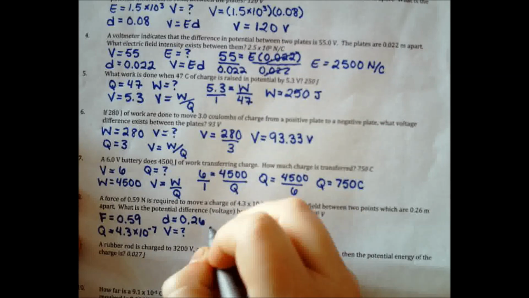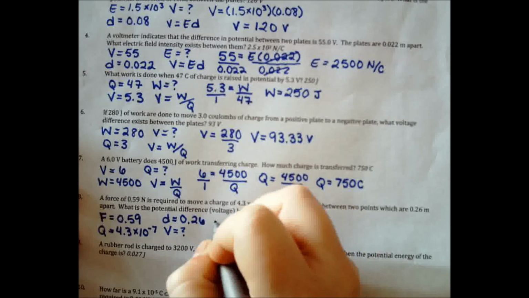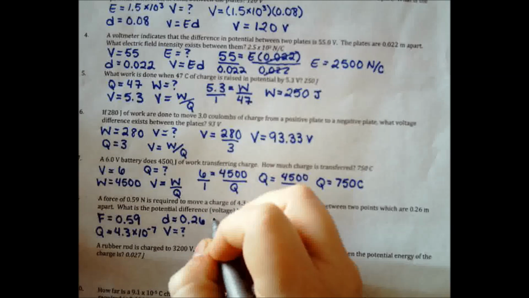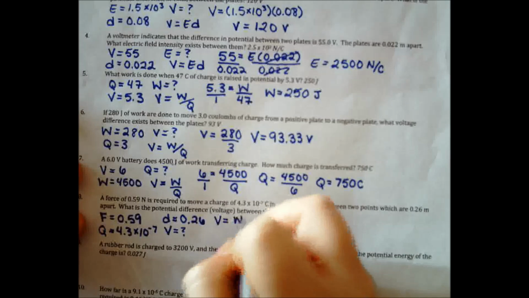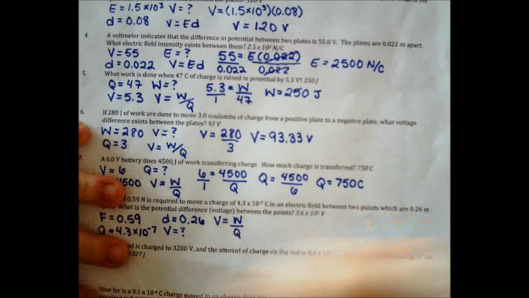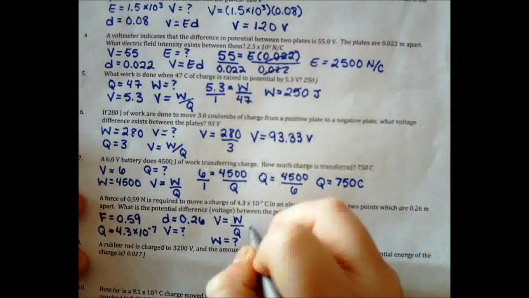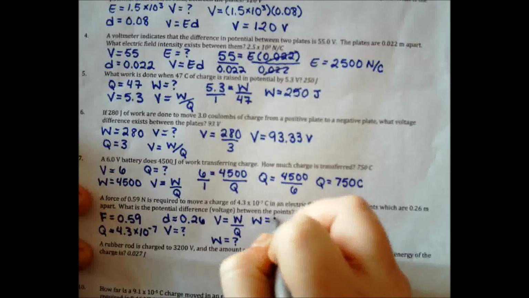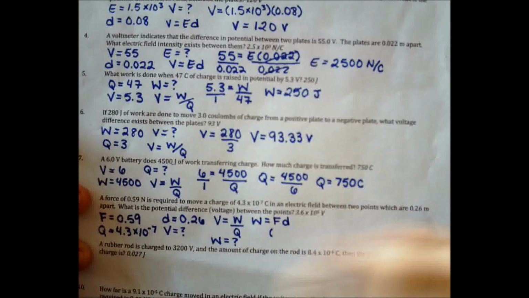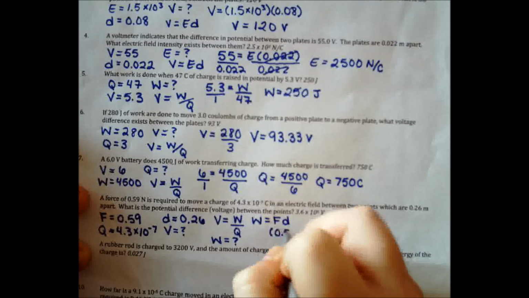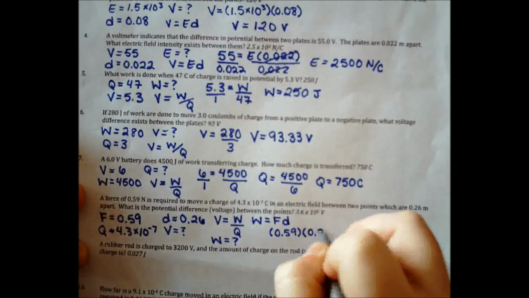So we need voltage. Considering that we have charge, the only equation for voltage that includes charge is voltage equals work over charge, but we don't have work, so that's what we're going to need to solve for first. Work equals force times distance. So 0.59 times 0.263.